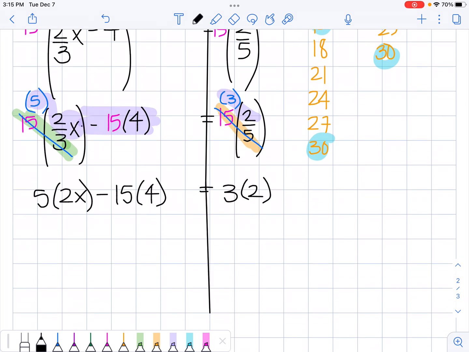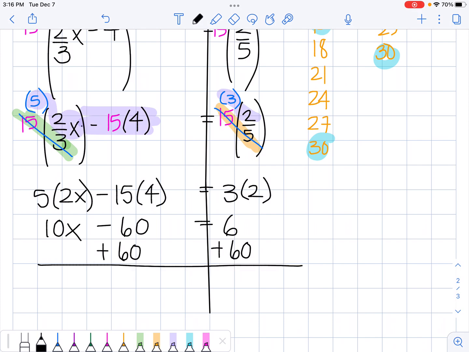So multiply this all out. So I get 10x minus 60 is equal to 6. I have to get x on a side by itself, so I'm going to add 60 to both sides. Gives me 10x is equal to 66. And to get x on a side by itself, I have to divide both sides by 10.